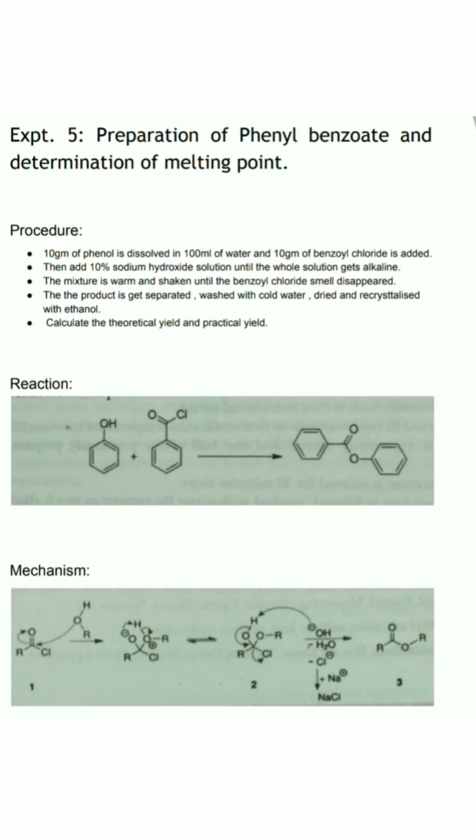Now take on the reaction. We take the reaction as phenol and benzoyl chloride in excess of 10% sodium hydroxide solution, which will give our corresponding product, phenyl benzoate. Now have a look over the mechanism of the reaction. We have started with RCOCl, where R is a phenyl group, and ROH, that is phenol, where R is a phenyl group.